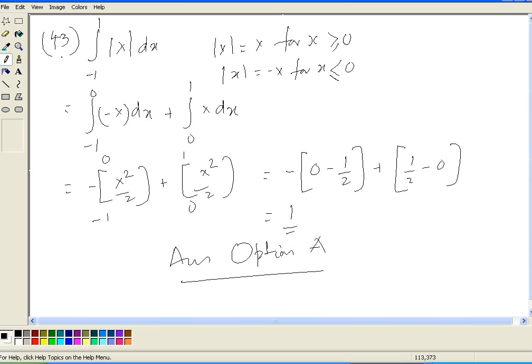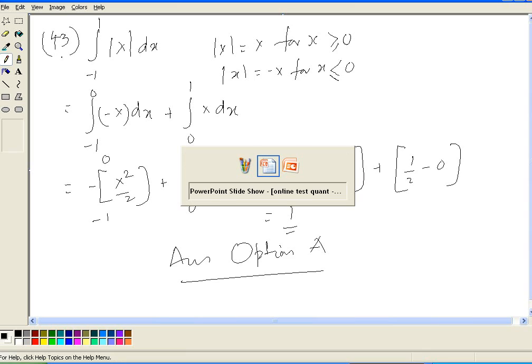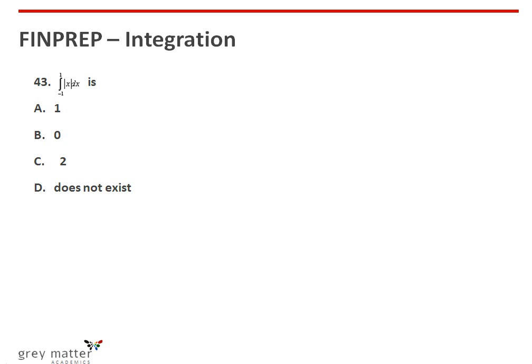So when we integrate, we get this. On simplification, we get it as 1. So the answer is option A. Going back to our PowerPoint presentation, the option given is A, which is equal to 1.